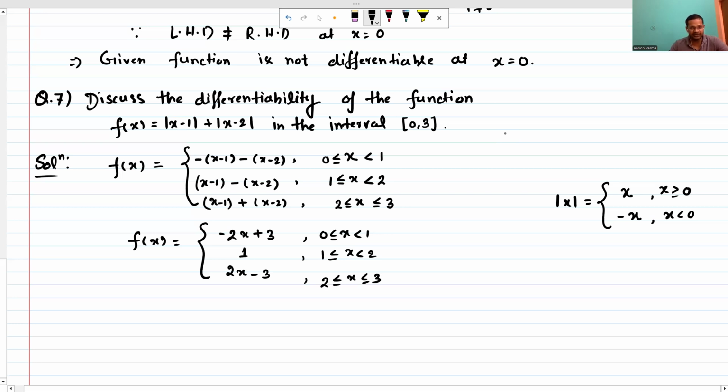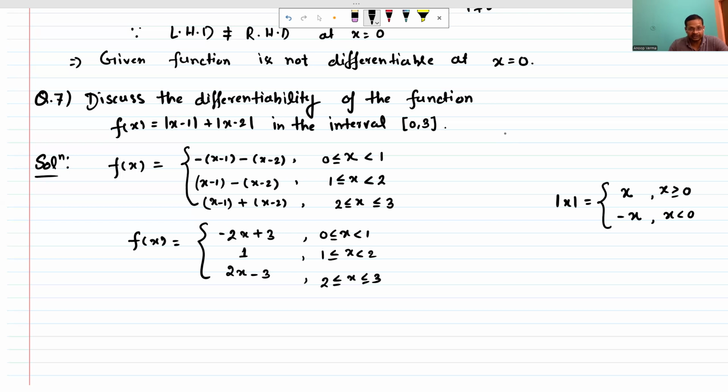So the function has now been broken like this. We have to check differentiability at the points x equals 1 and 2, and at other points the function is differentiable. Between 0 and 1, it is a polynomial function, and a polynomial function is differentiable. Between 1 and 2, it is only a constant function, which is also differentiable. Between 2 and 3, it is a polynomial function, so again it is differentiable.